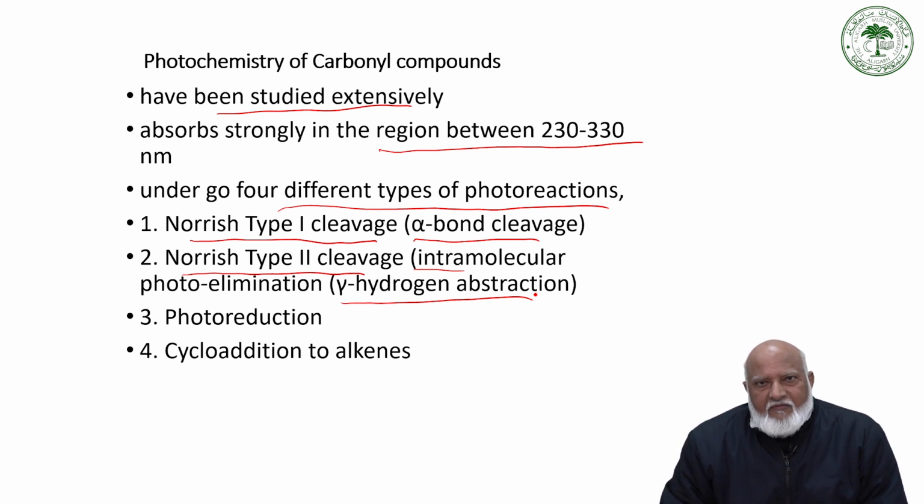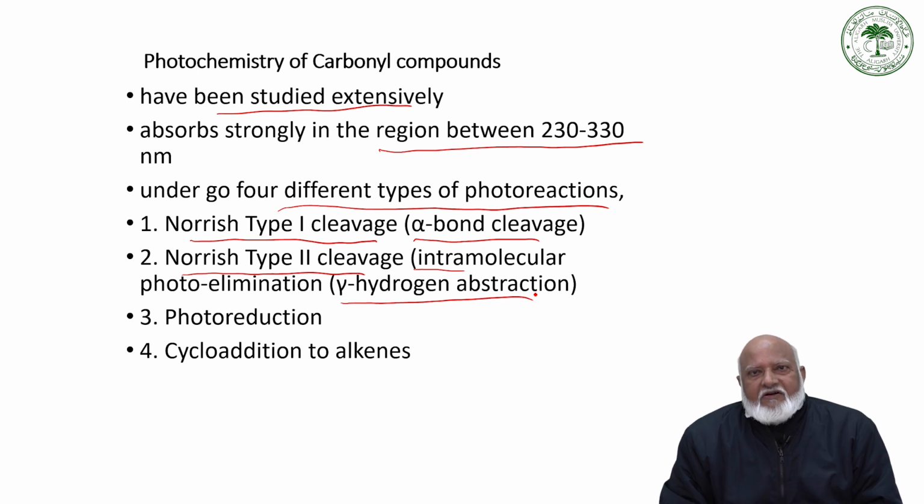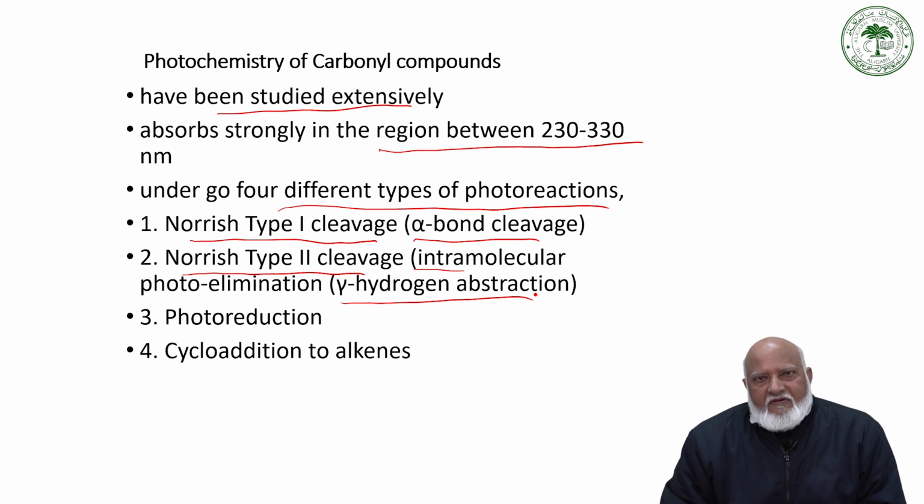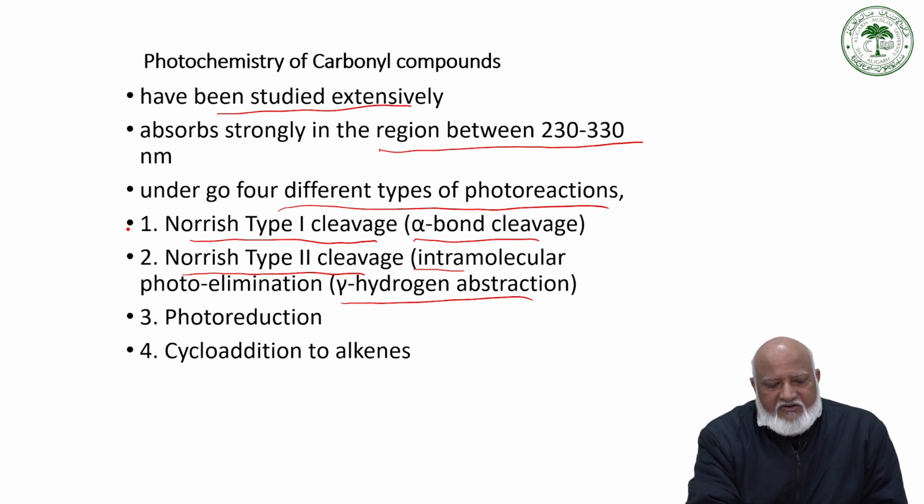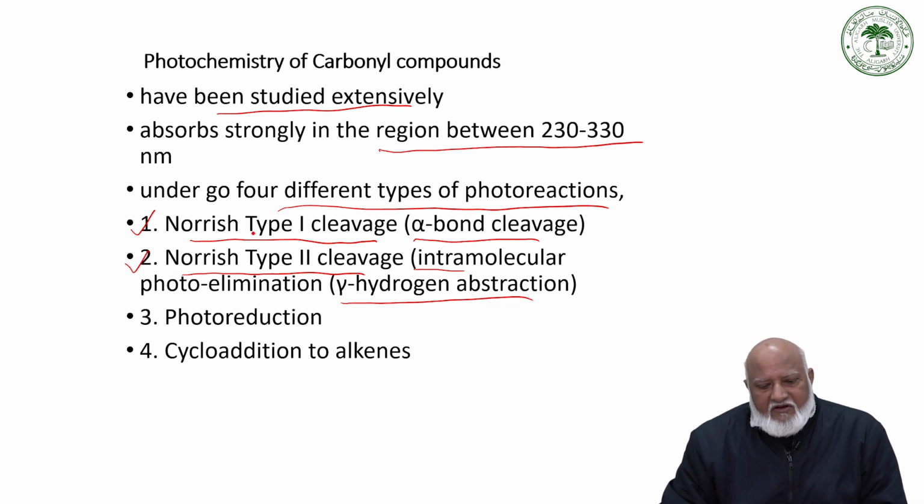This is an extremely important product, because here we are constructing a highly strained 4-member ring system, which is not very easy to form, and there are a lot of synthetic examples of such reactions, taking a suitable starting material with availability of gamma hydrogen to give this Norrish type 2 reaction. So Norrish type 1 and Norrish type 2 are both very common in aliphatic carbonyl compounds.